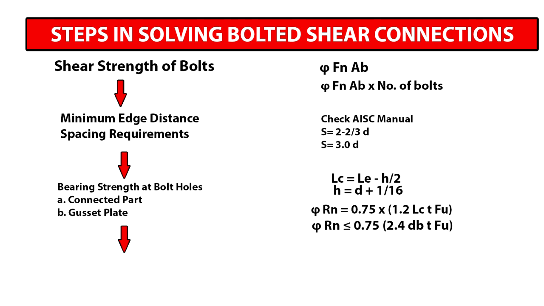And the last one would be your conclusion. So just show your connection strengths: shear strength, bearing strength of your plate, and bearing strength of your gusset. Then conclude if the connection is adequate or not.